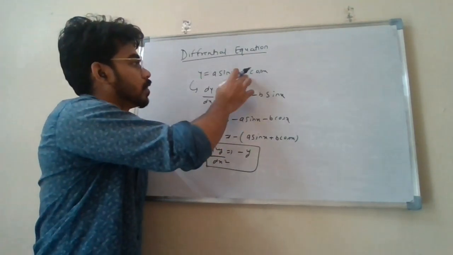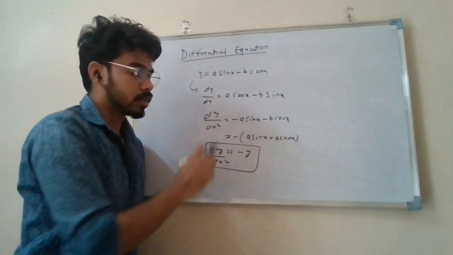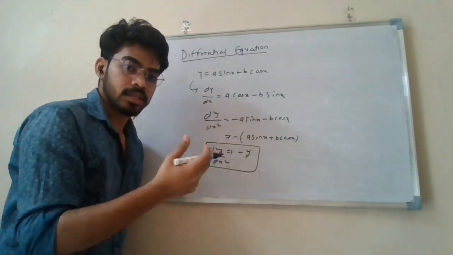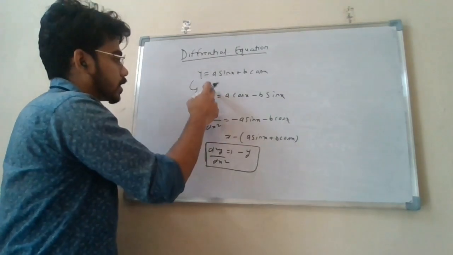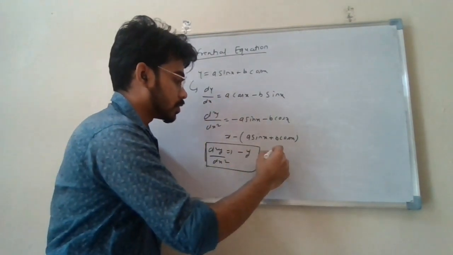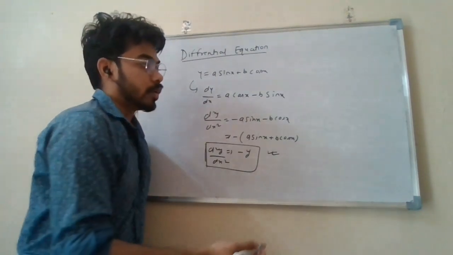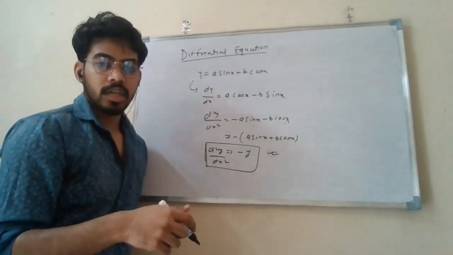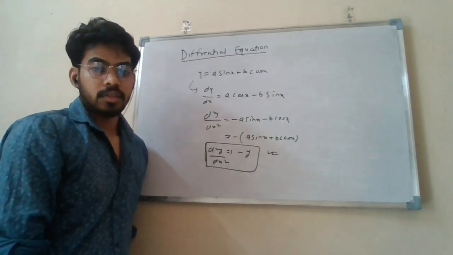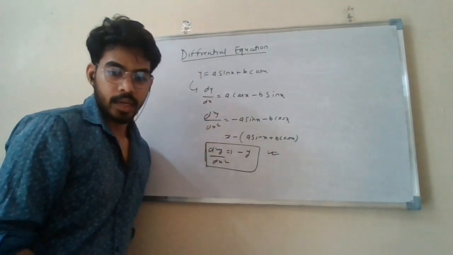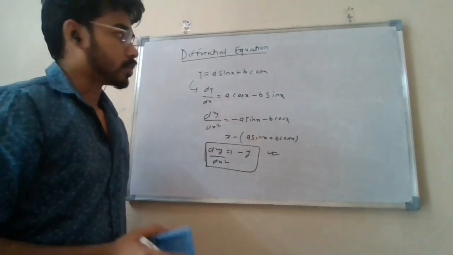Means if we have two arbitrary constants, then we will differentiate the equation two times and get the values of a and b, or we will find the relation between y, dy by dx and d2y by dx square to get my required differential equation. Suppose we have three arbitrary constants in the equation, then we have to differentiate three times and then find the relation between x, y, and their derivative terms. So this is the formation of a differential equation.